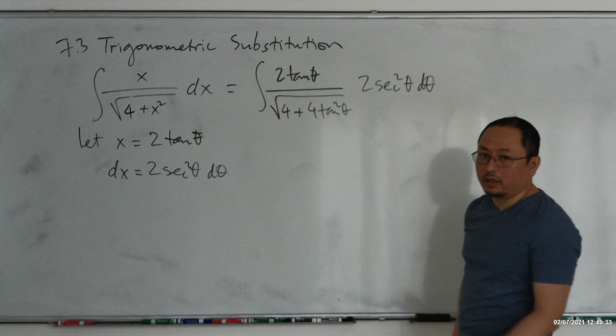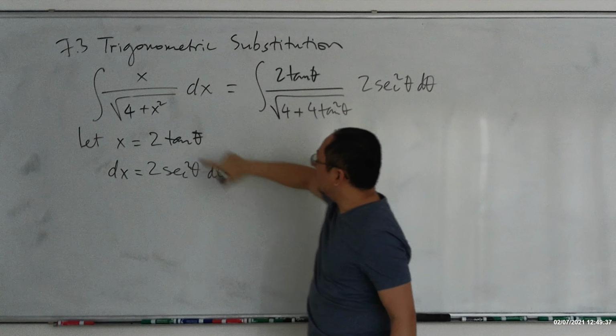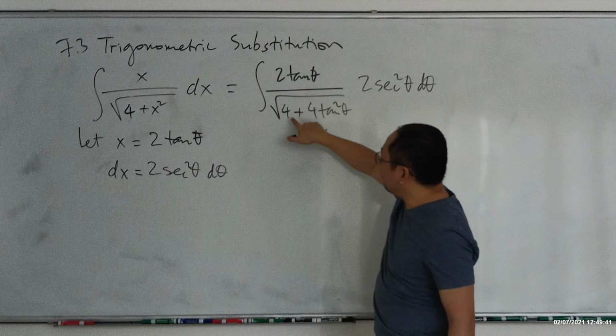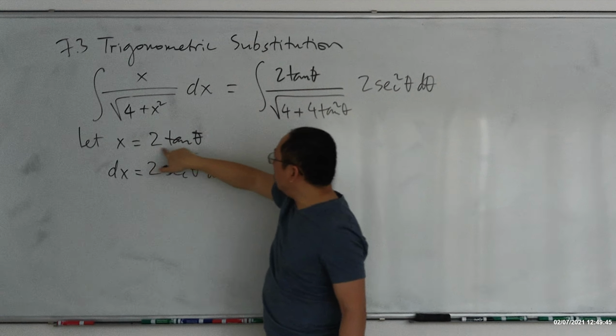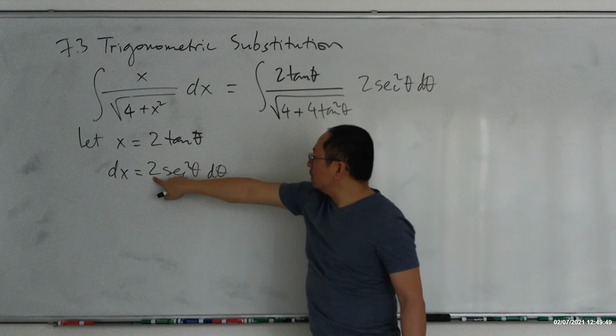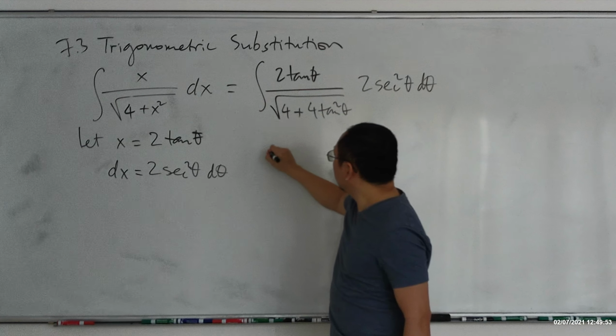So I convert everything from x to theta. x is 2 tangent theta. On the bottom denominator, the square root of 4 plus x squared is now 4 plus 4 tangent squared theta, because x squared is 4 tangent squared theta. And then dx is 2 secant squared theta d theta. Let's try to simplify.